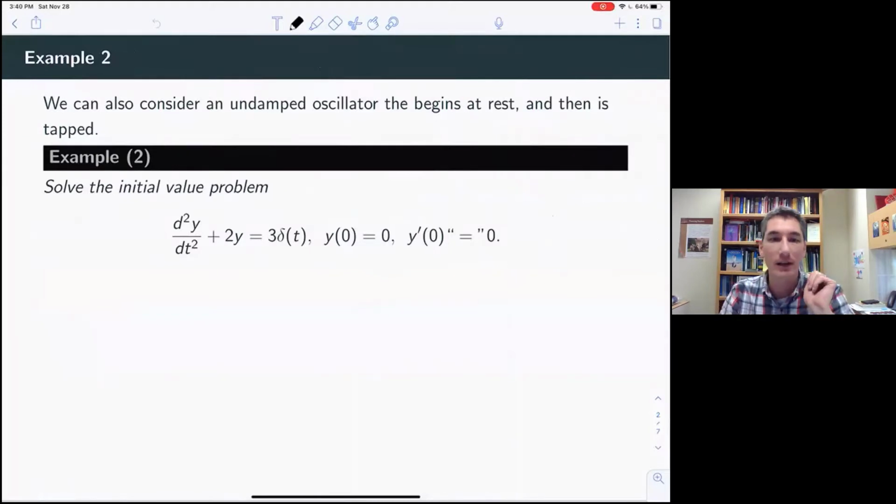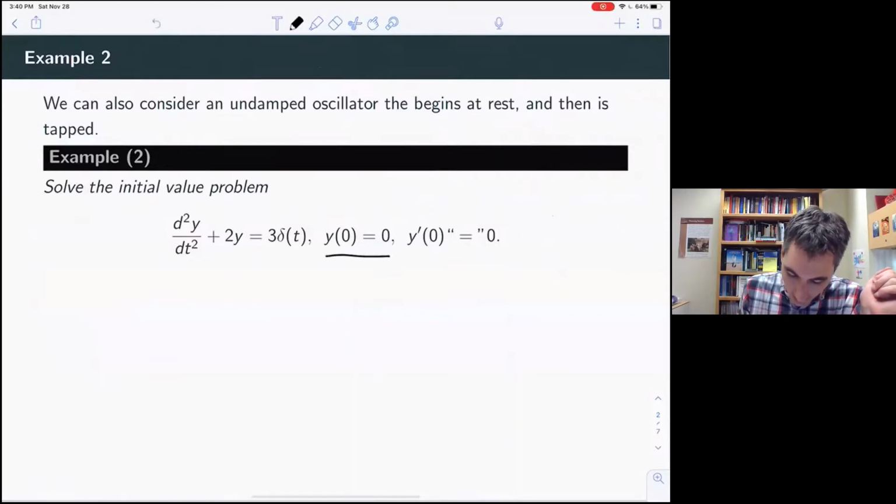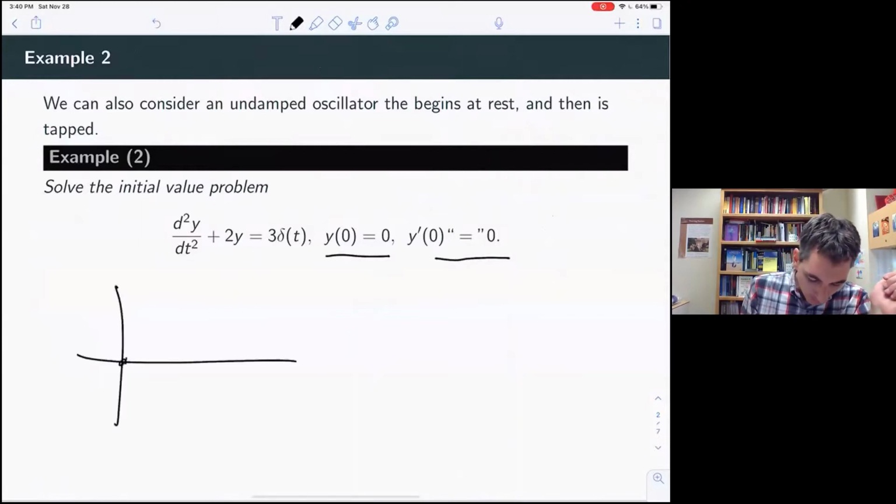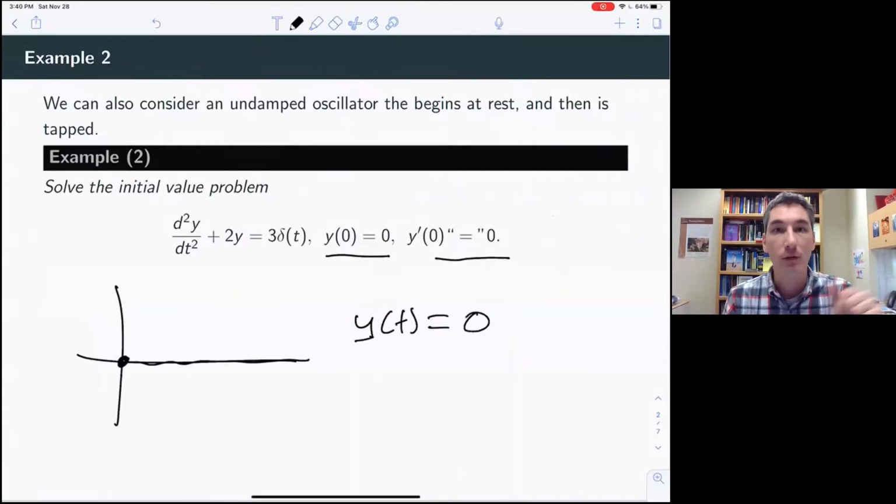Okay, so this is interesting because what they're saying here is we're starting with initial position of 0 and initial velocity of 0. So actually, if you started with initial position 0 and initial velocity of 0, you would just persist at 0. The solution would be y of t equals the 0 function, right? That would be the answer to any homogeneous second order differential equation with initial conditions of 0 and 0.